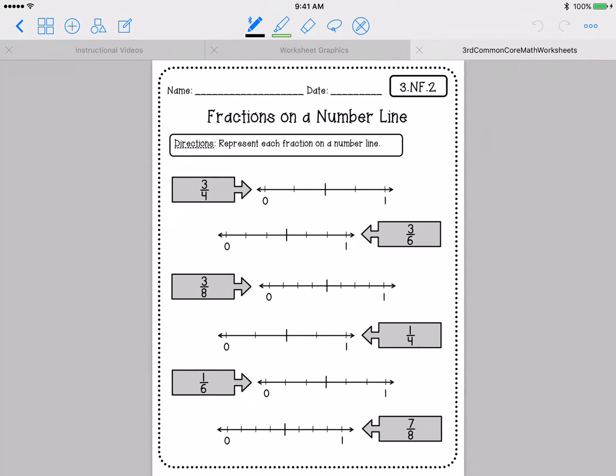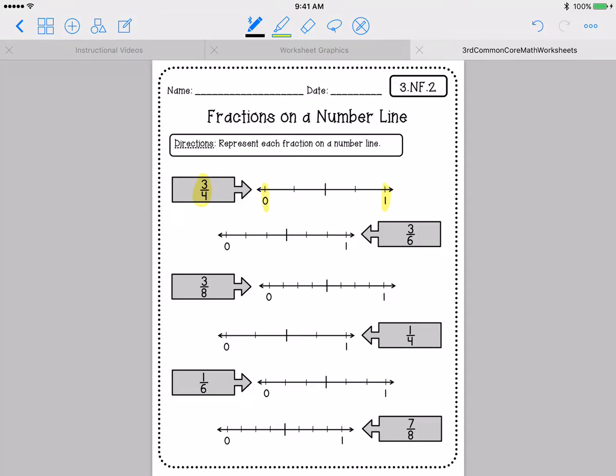Fractions on a number line. So I'm looking at fractions on a number line. The directions say represent each fraction on a number line. First thing that I need to do is partition. The number line's partitioned, but I need to label it. So I'm looking here at my endpoints. I've got 0 and 1, and I want to represent 3/4 on the number line. So I need to partition it.